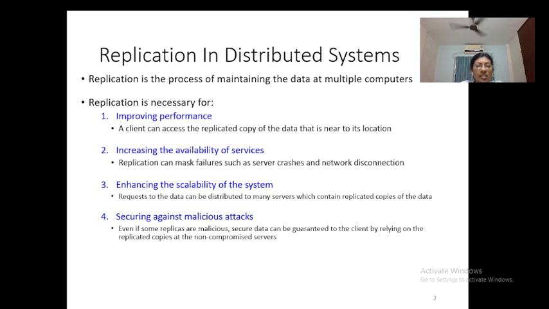3. Enhancing the scalability of the system. Requests to the data can be distributed to many servers which contain replicated copies of the data. 4. Securing against malicious attacks. Even if some replicas are malicious, secure data can be guaranteed to the client by relying on the replicated copies at the non-compromised servers.